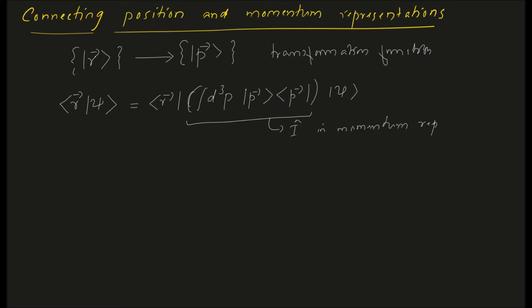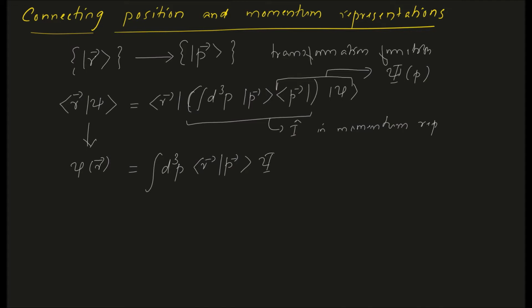In momentum representation. We have seen previously that this is given by psi of r, the wave function, or the projection of the psi onto this position vector or the position basis. So this can be written as integral d cube p, and let me rearrange the above expression, so that will give us bra r ket p. And then yesterday we have seen that the projection of the state vector psi onto the momentum basis is given by capital psi of p.